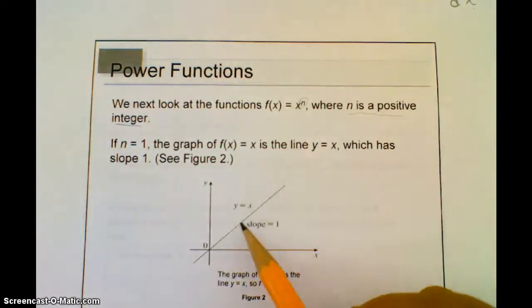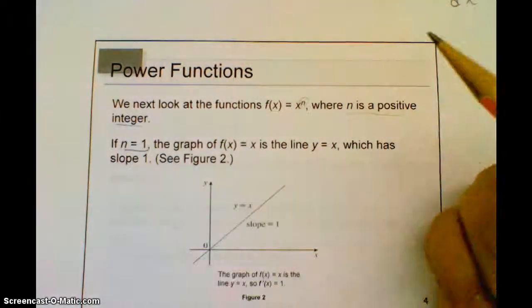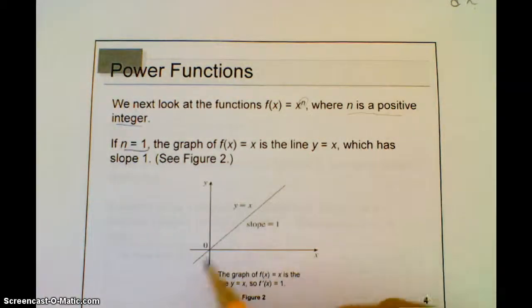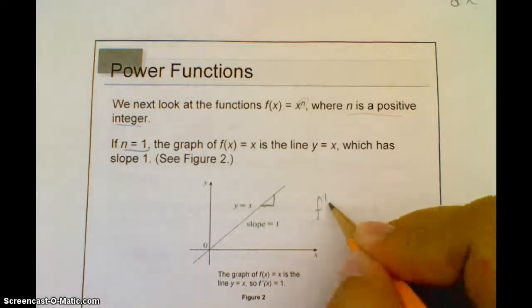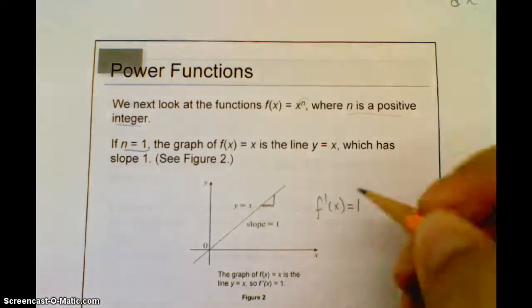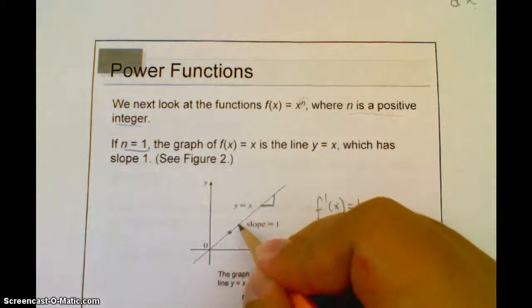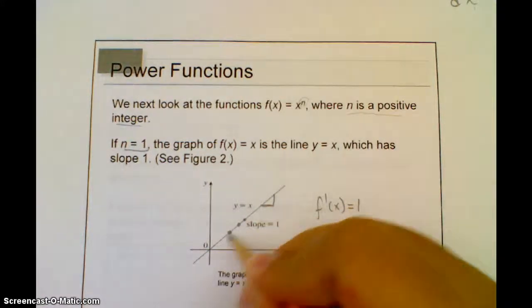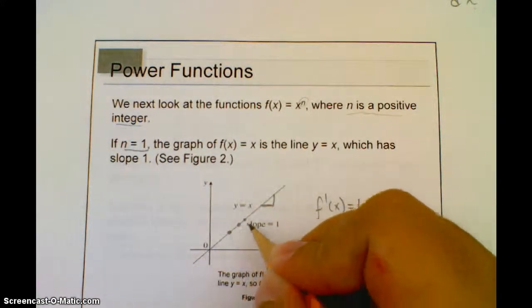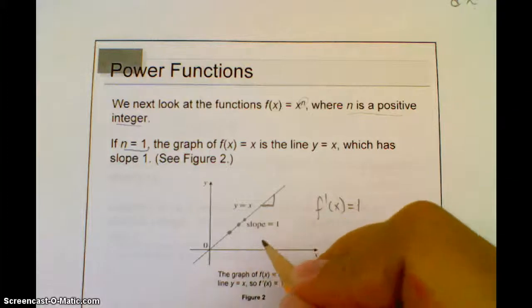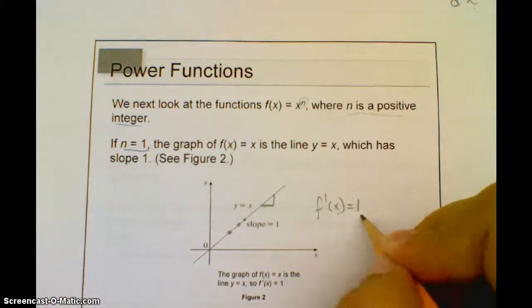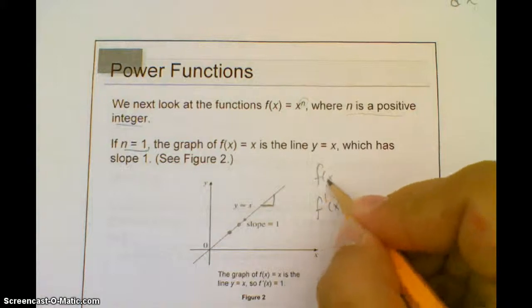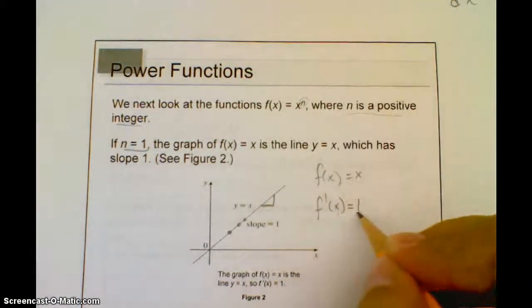So for y equals x, that's why it says when n is 1, for y equals x, the slope of this line is 1. Therefore, the derivative will be 1. Because you know that for every point, the tangent line will overlap with the line itself. So the slope of the line is the slope of the tangent line. So f prime of x, no matter what the x is, is always 1. So if f of x is x, the derivative is 1.